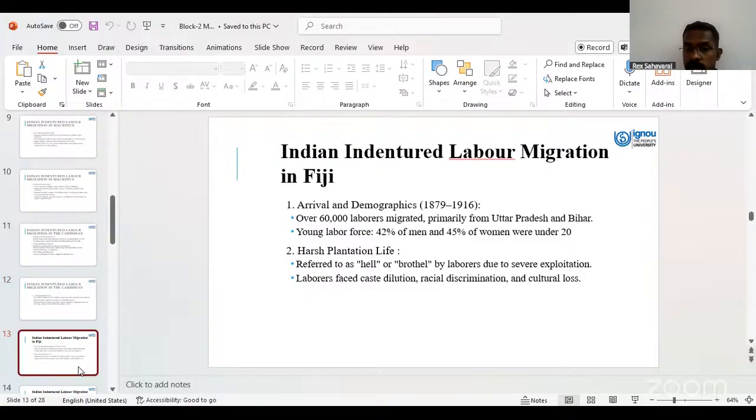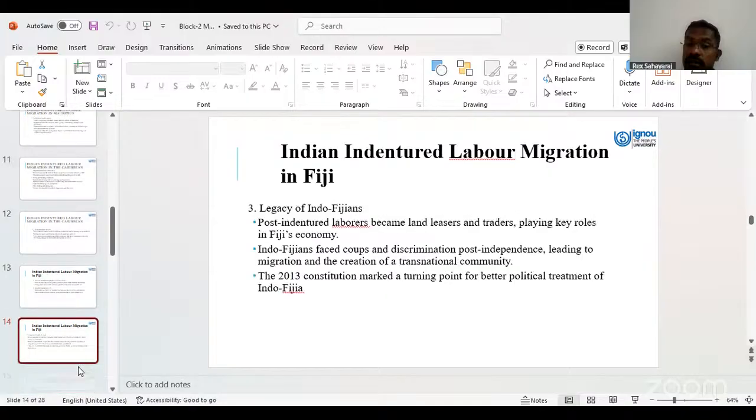Prostitution, forced sexual contact and rape were the main problems in plantation life. So laborers faced caste dilution, racial discrimination and cultural loss, right? That is where they may end up.